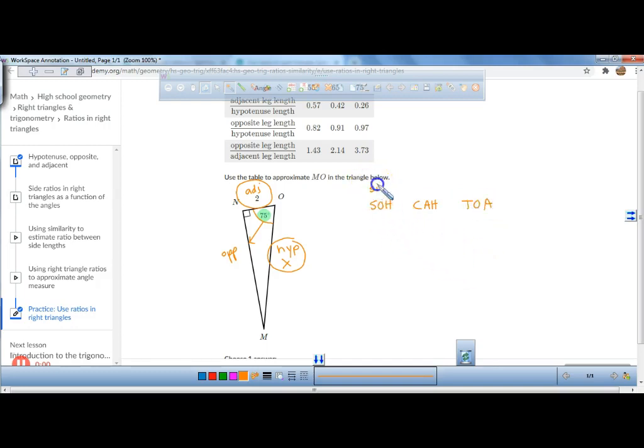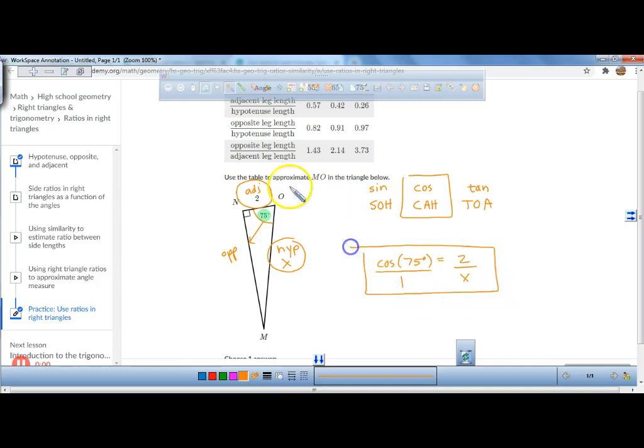That's our relationship of sine. CAH is cosine. TOA is tangent. So since we have the adjacent and the hypotenuse, I'm going to be using cosine in this particular situation because I have the adjacent and the hypotenuse. That's the A and the H. So I'm going to write the cosine of 75 degrees is equal to the relationship of my adjacent side to my hypotenuse. And I just make a little proportion.